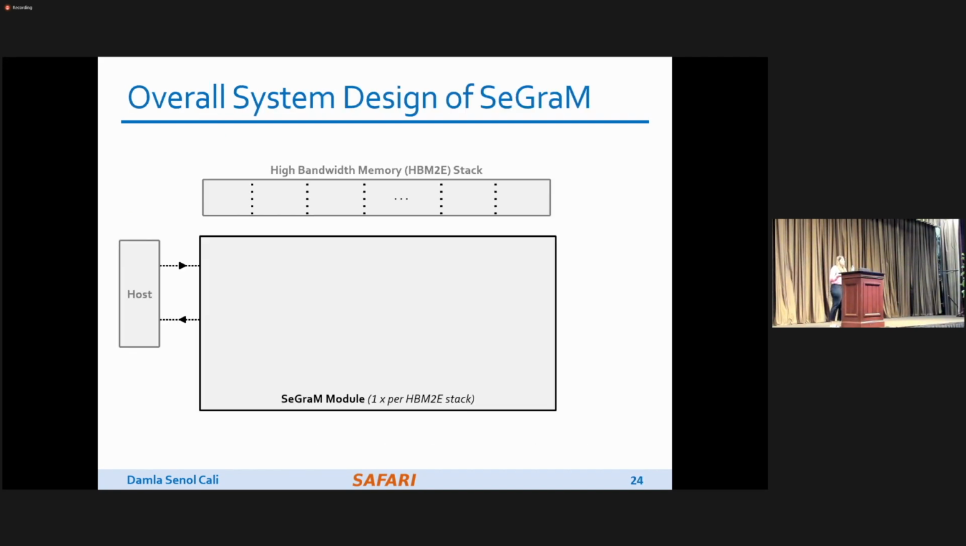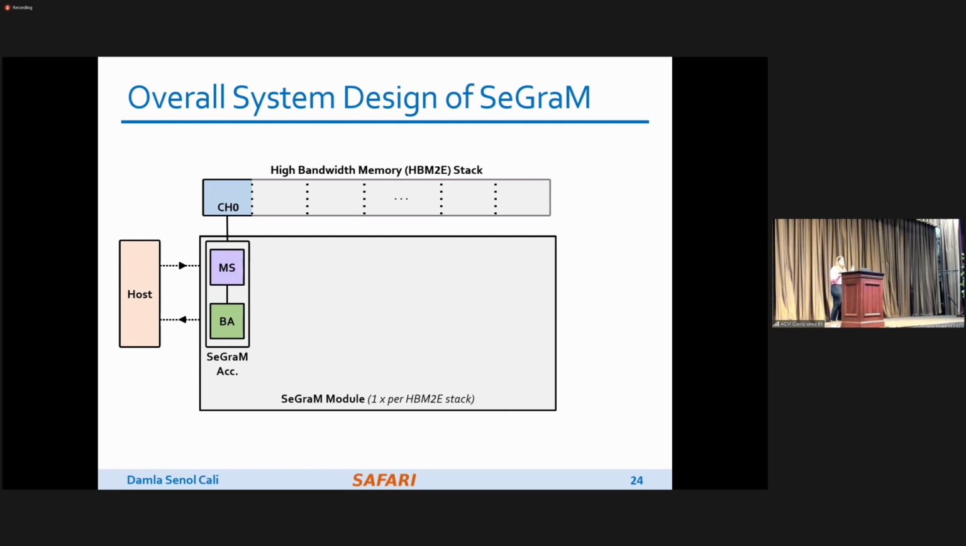And when we look at the overall system design of SeGraM, it is connected to a host system that's responsible for the pre-processing steps and for transferring the query read to the accelerator. And next to each HBM channel, we place one SeGraM accelerator such that it will have exclusive access without any interference from other SeGraM accelerators. And each SeGraM accelerator is a combination of one MinSeed accelerator and one BitAlign accelerator.